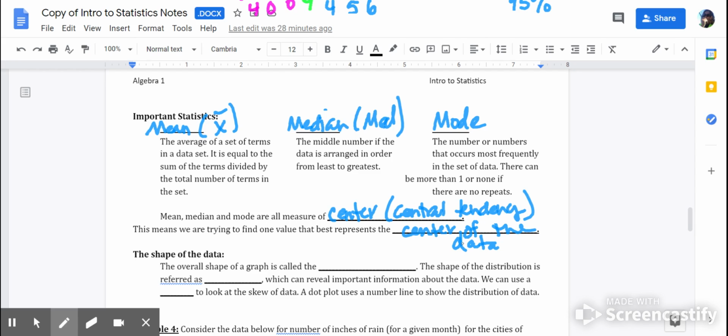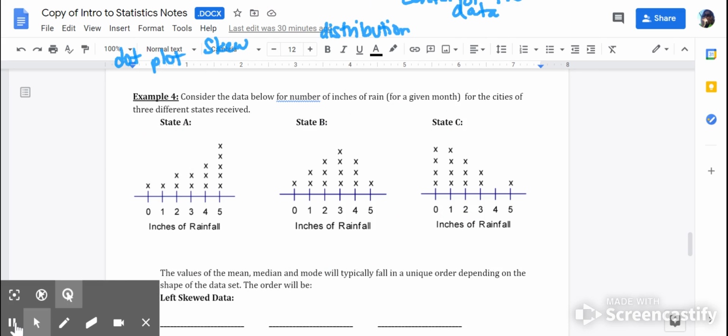So we're going to discuss the shape. The overall shape of a graph is going to be called the distribution, and the shape of the distribution is referred to as skew. We can use a dot plot to help us determine the skew. So let's look at these three dot plots that we have and discuss the skew.